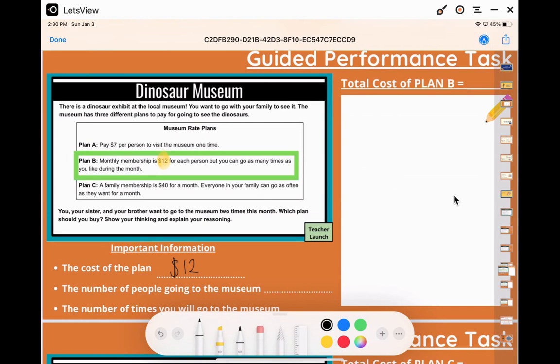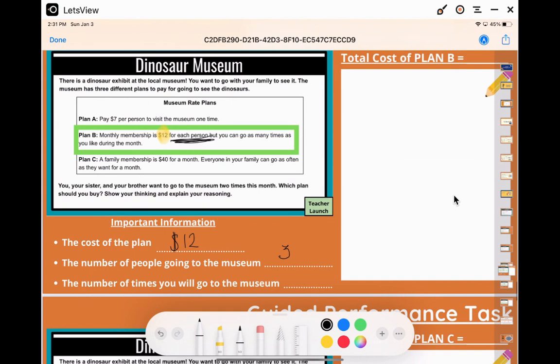And it is also for each person. That means everybody got to have their own membership. So number of people going is still our 3 people, me, my sister, and my brother. But this one says that you can go as many times as you want during the month. So that tells me that I am not going to have to worry about how many times we go, because it says here that we can go as many times as we want and we pay the same price.